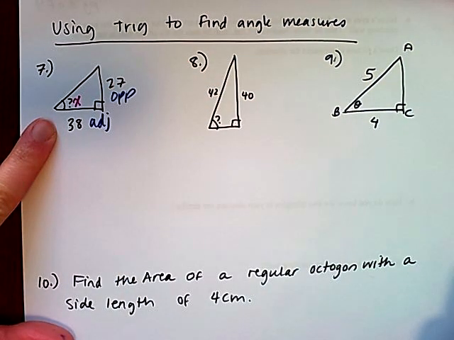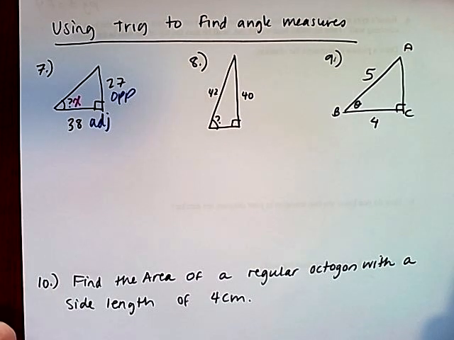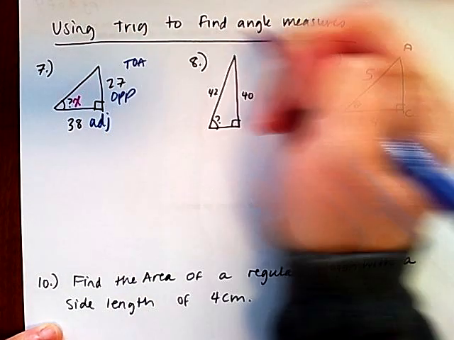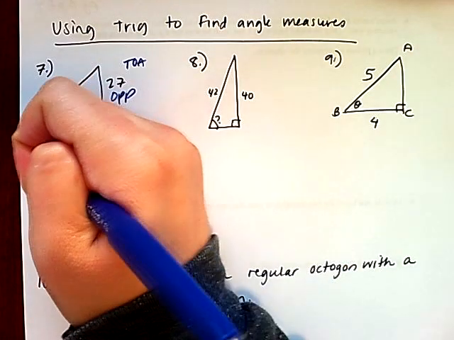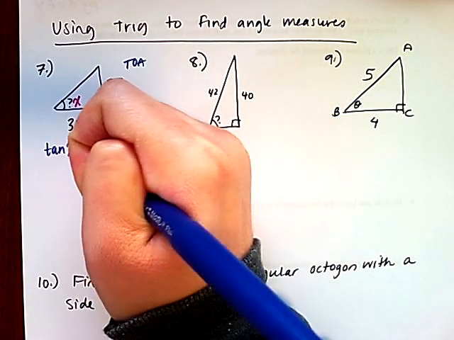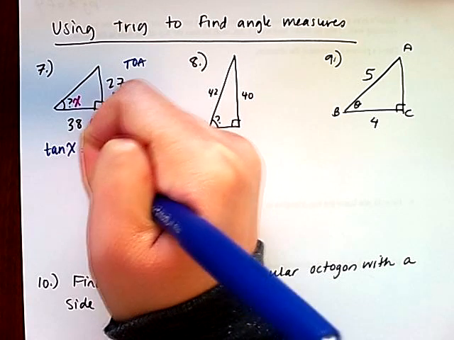So if you could take a moment and think about what the trig ratio you set up would look like, you could pause the video and try that out, and then press play. So if I have opposite and adjacent, I'm thinking about tangent, TOA. So I could say tan of the angle, right? So that's tan of x should equal 27 over 38.